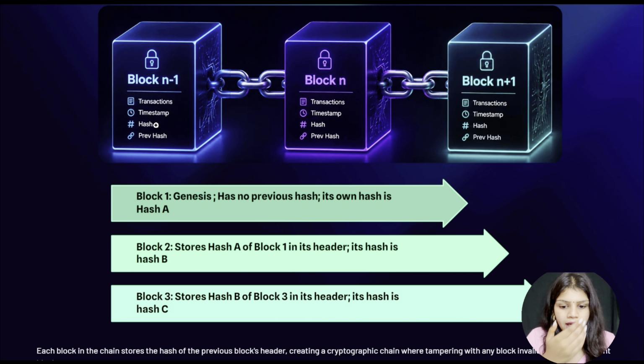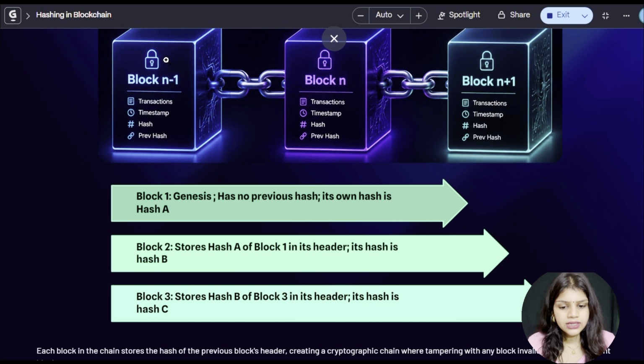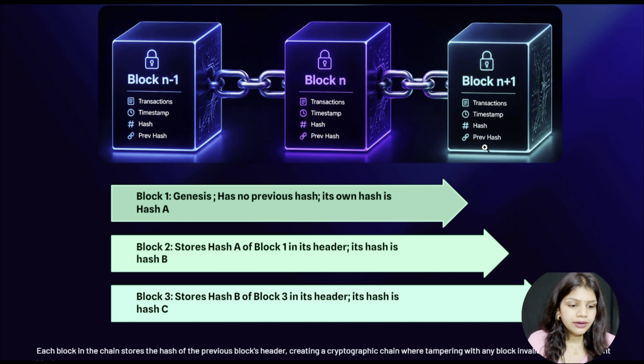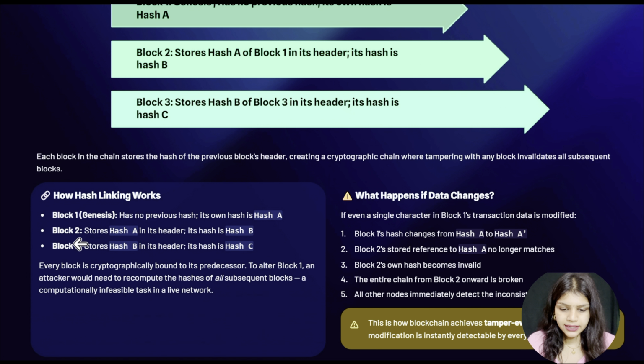Block 1's hash is hash A, block 2's hash is hash B, block 3's hash is hash C. So in the hash field it shows hash A, hash B and hash C, but in the previous hash of block 1 it stores nothing. In block 2's previous hash it stores hash A of block 1, and in block 3's previous hash it stores the hash of block 2. Block 2 stores hash A in its header, and its own hash is hash B. Block 3 stores hash B in its header, and its own hash is hash C.